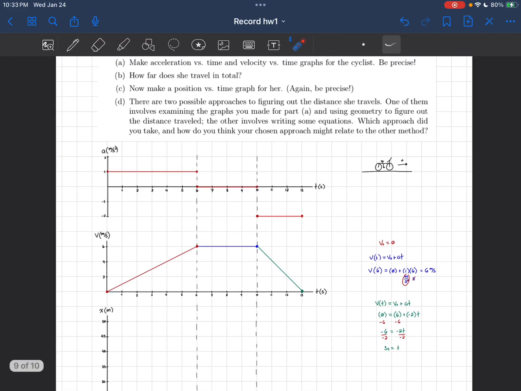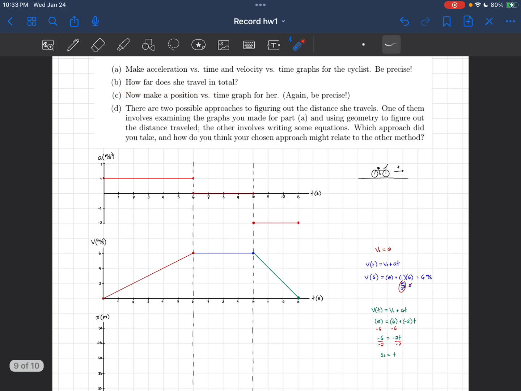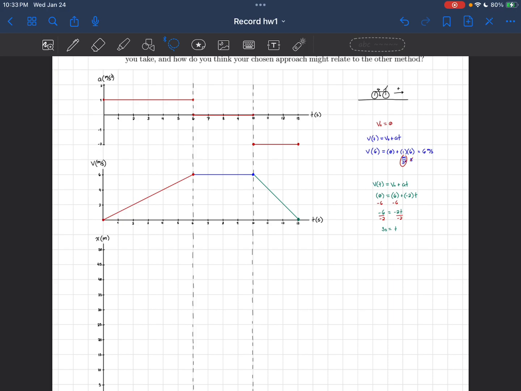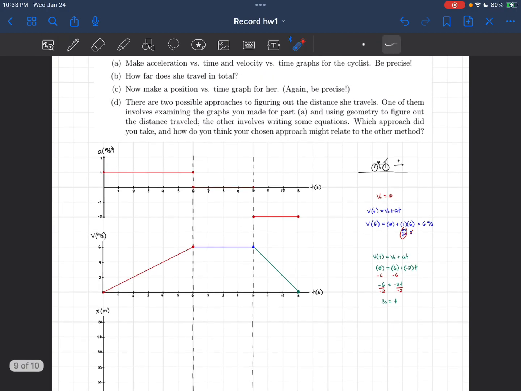Now, we need to figure out how far we travel in total. Unfortunately, we have some ways of doing this. It kind of hints at part D that there are 2 different ways to do this. I'm going to do the geometric way first.